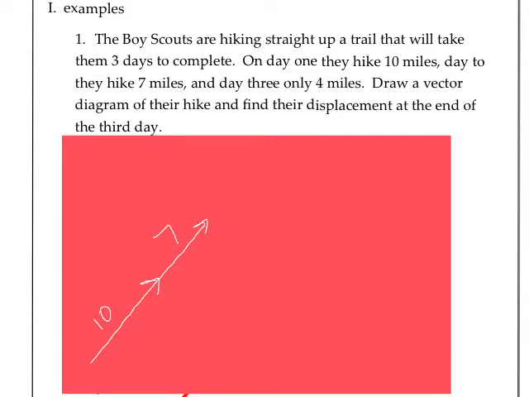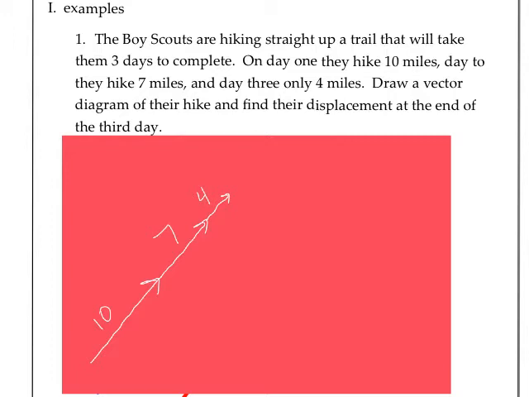And then on the third day, they wake up and they're in that same position where they ended the night before, and they walk a little bit more. This one, they're able to walk 4 miles. So when it says draw a vector diagram of their hike, that's the part that we just did. Okay, so all the vectors line up head to tail next to each other.